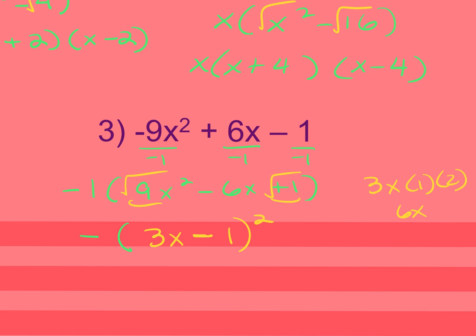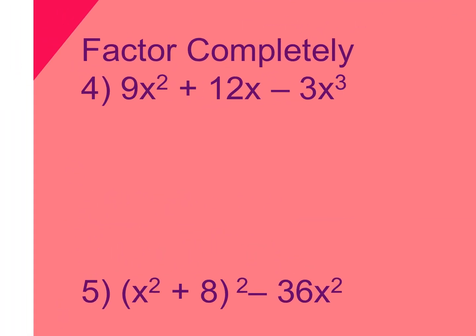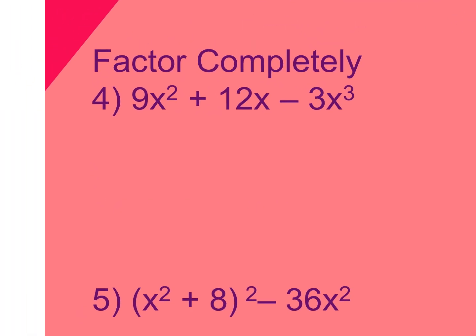For the next one, number 4, put it in standard form first, then look for a GCF. So for number 4, I'm going to put it in standard form. I'm going to put the largest exponent first. So the negative 3x to the third plus 9x squared plus 12x. And now I'm going to look for a GCF. So my GCF here is going to be negative 3. So I'm going to divide, actually negative 3x. They all have an x in common.